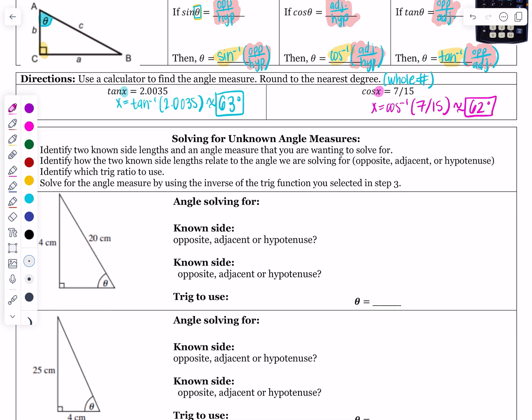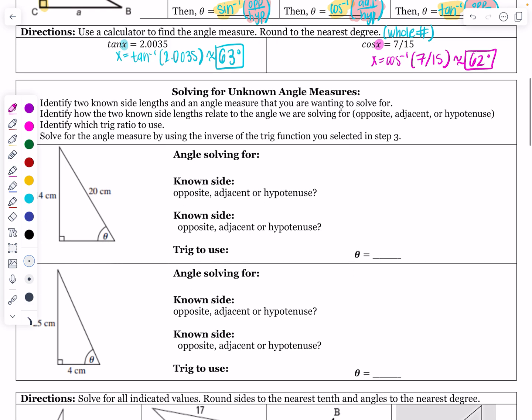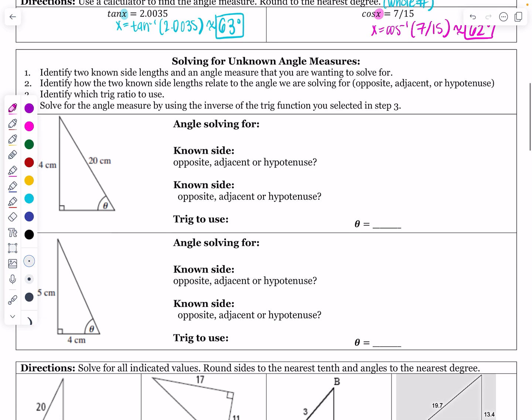Okay, so how do you do that in a triangle? We have our steps, just like we did the other day when we were finding unknown side lengths. This is just kind of an overview. We don't have to rely on these every single time. You'll get used to it.